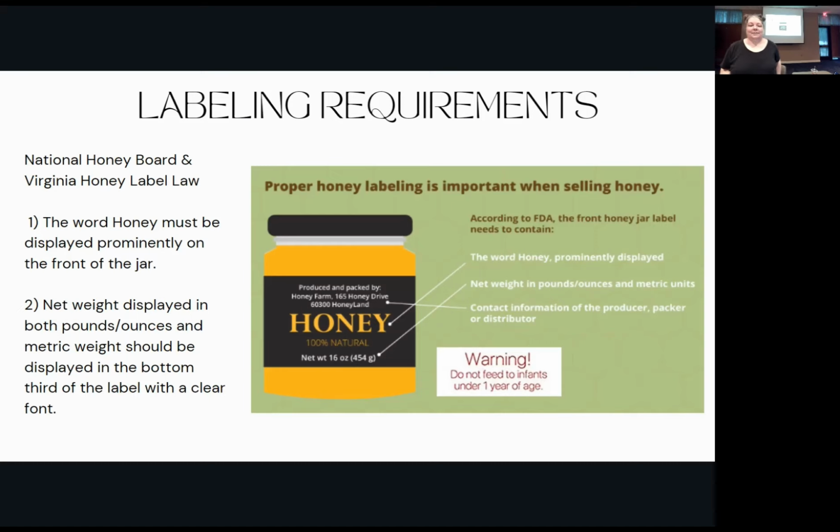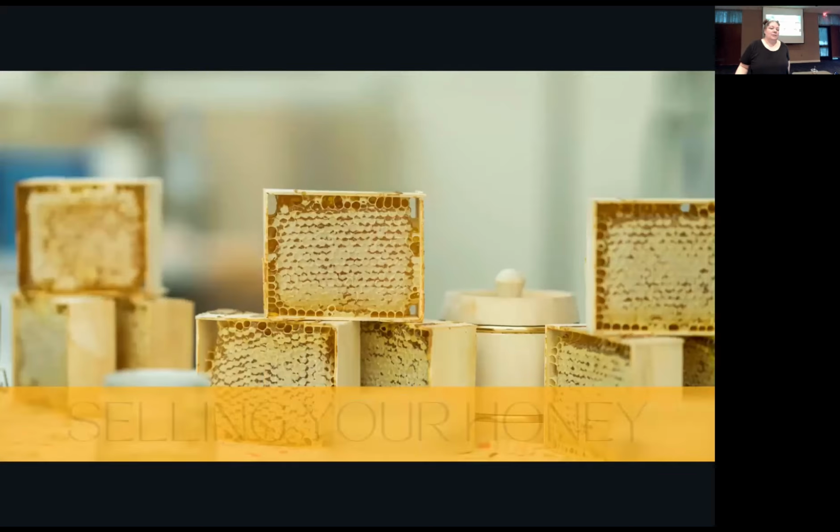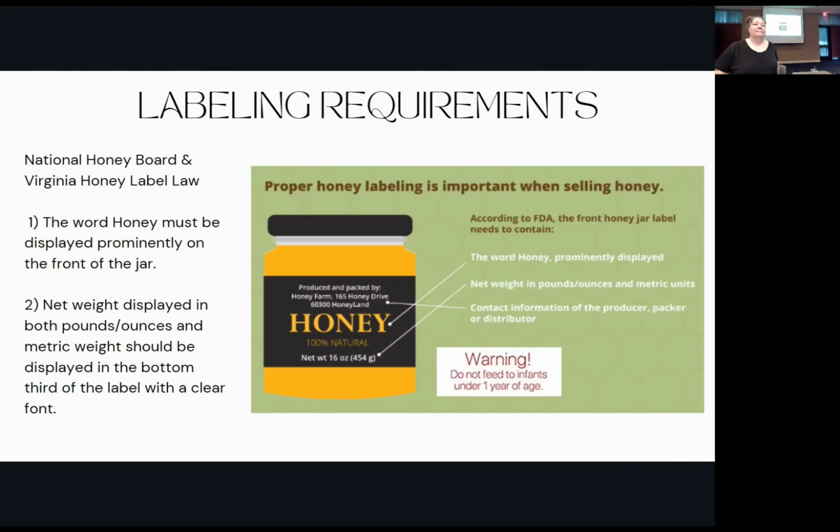Botulism, yes, absolutely. Infants don't have the immune system to handle botulism.